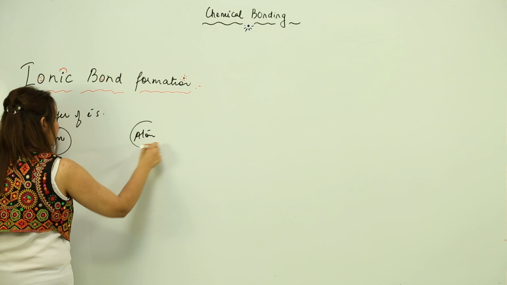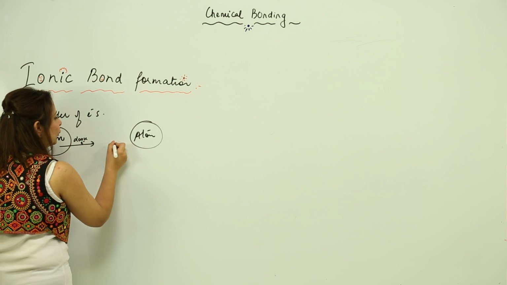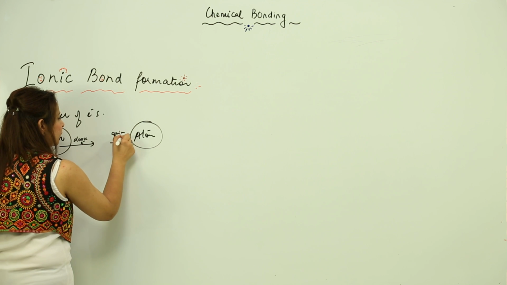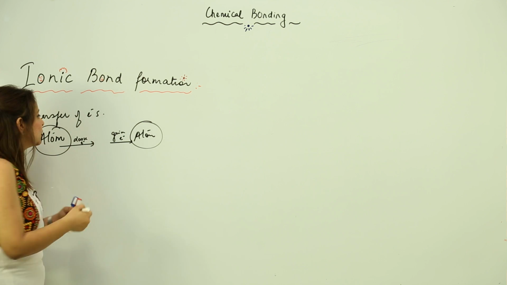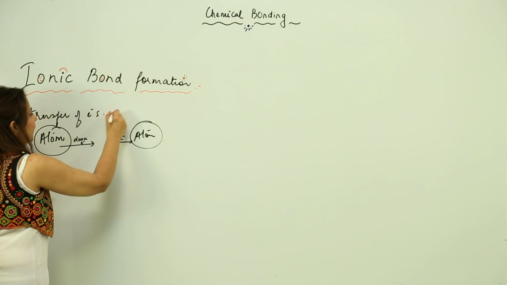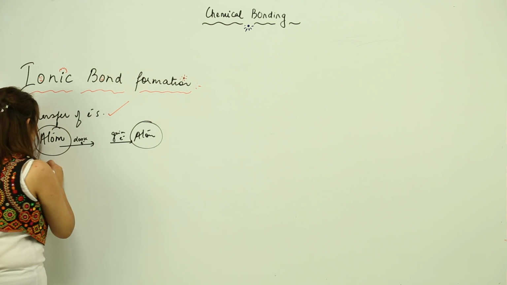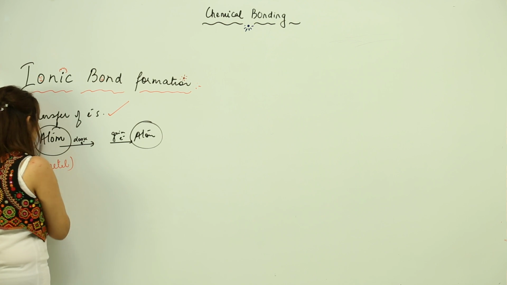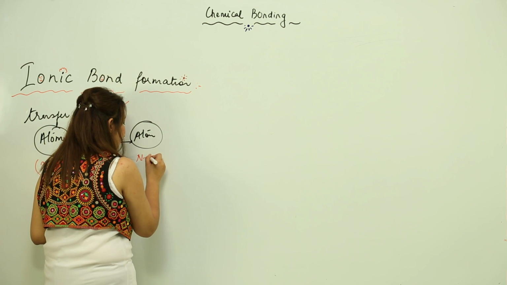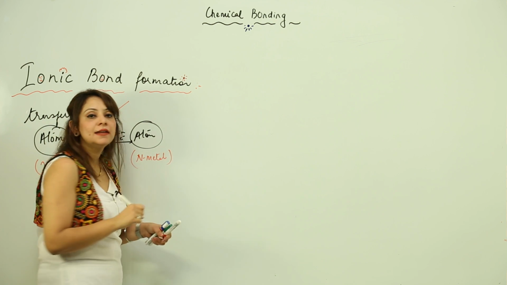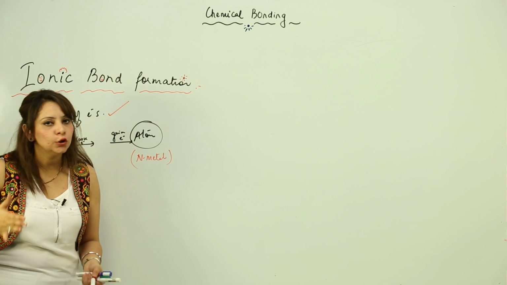So what is going to happen in this? One is going to lose an electron and the other is going to gain an electron. This is what we mean by the transfer of electrons. The one which loses electrons is always a metal, because metals have the tendency to lose electrons, and the one that gains electrons is always a non-metal, because non-metals have a tendency to gain electrons. So we can say that an ionic bond is formed between a metal and a non-metal.